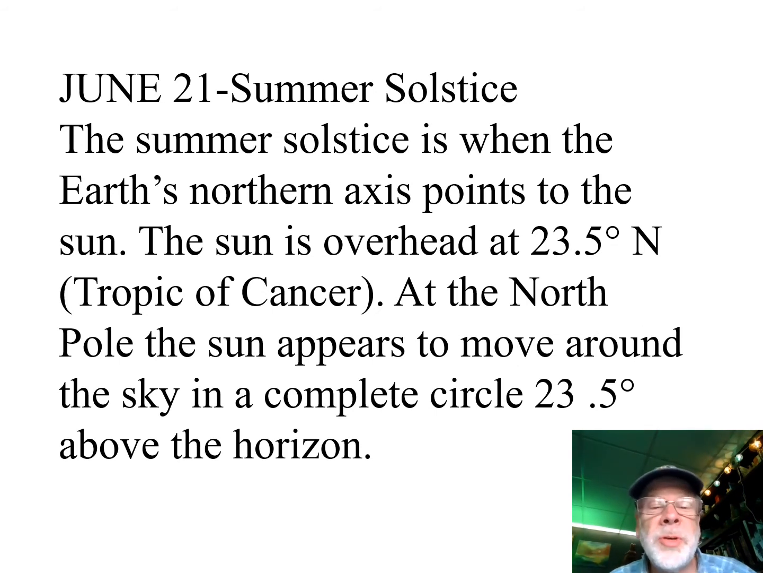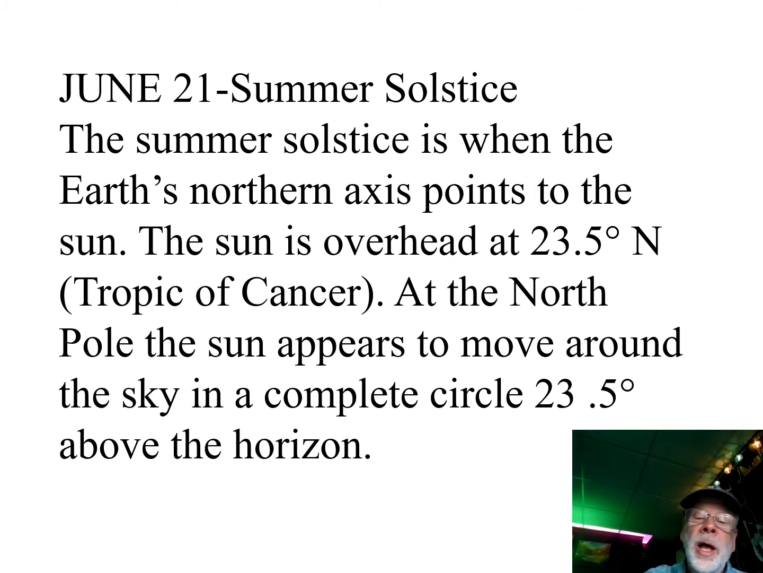So June 21st, summer solstice. Summer solstice is when the Earth's northern axis points most towards the sun. Sun is overhead at 23.5 degrees north, Tropic of Cancer. At the North Pole, the sun appears to move around the sky in a complete circle. Maximum height is 23.5 degrees.